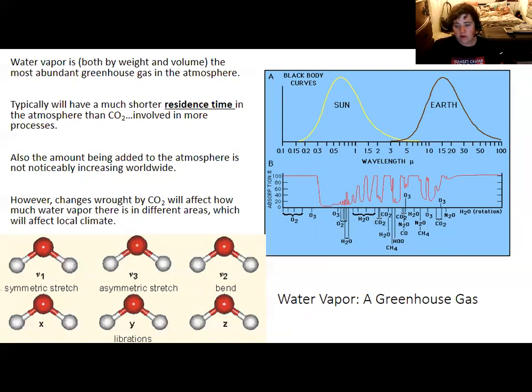However, how much water vapor is present in the atmosphere in a given area is going to be affected by changes in weather patterns, and those changes in weather patterns have largely been caused by increases in CO2. If an area becomes more or less rainy, that's going to affect the overall humidity of the atmosphere over the area.